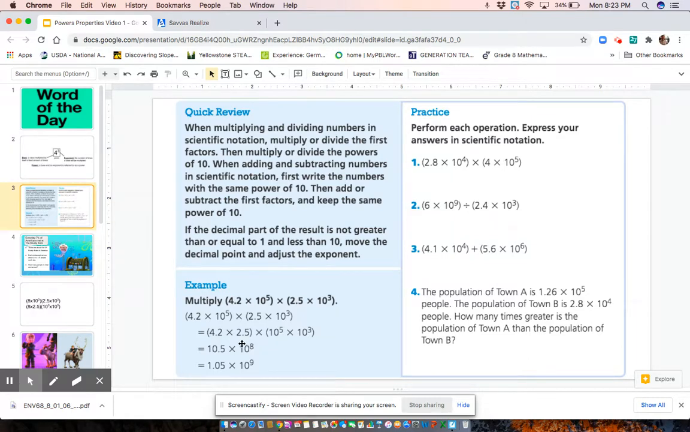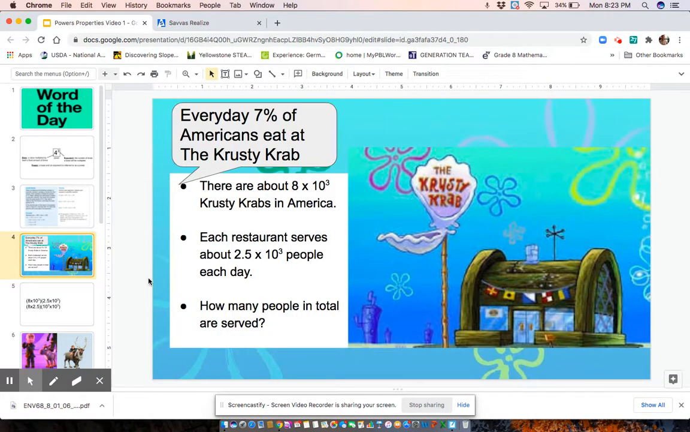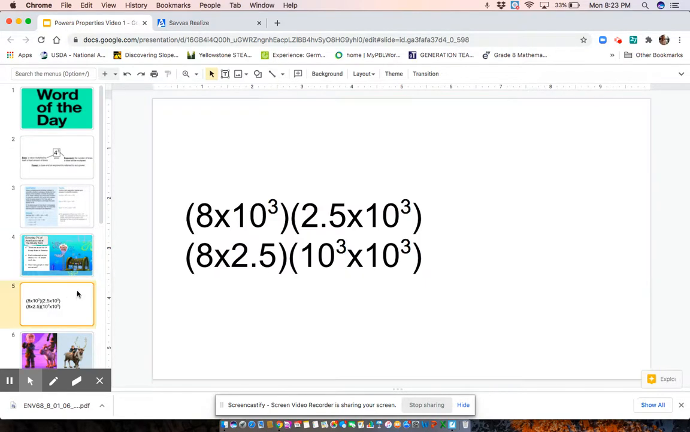In addition to this example, we also looked at the Krusty Krab problem here, right? Where part A was how many people in total are served. And so we had multiplied the numbers given there. And when doing so, we put the coefficients in one set of parentheses. And again, here we see the powers of 10 being multiplied, where again, we add the exponents.